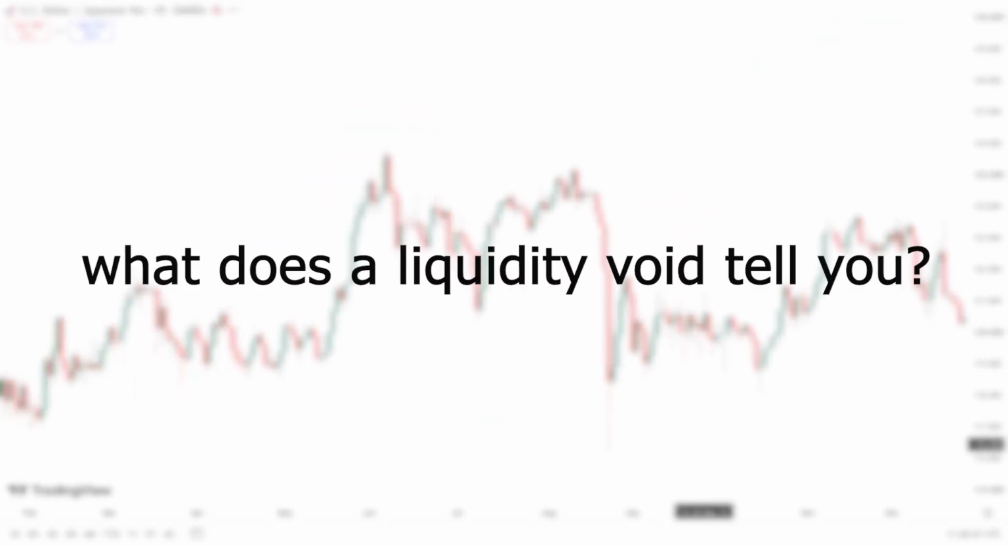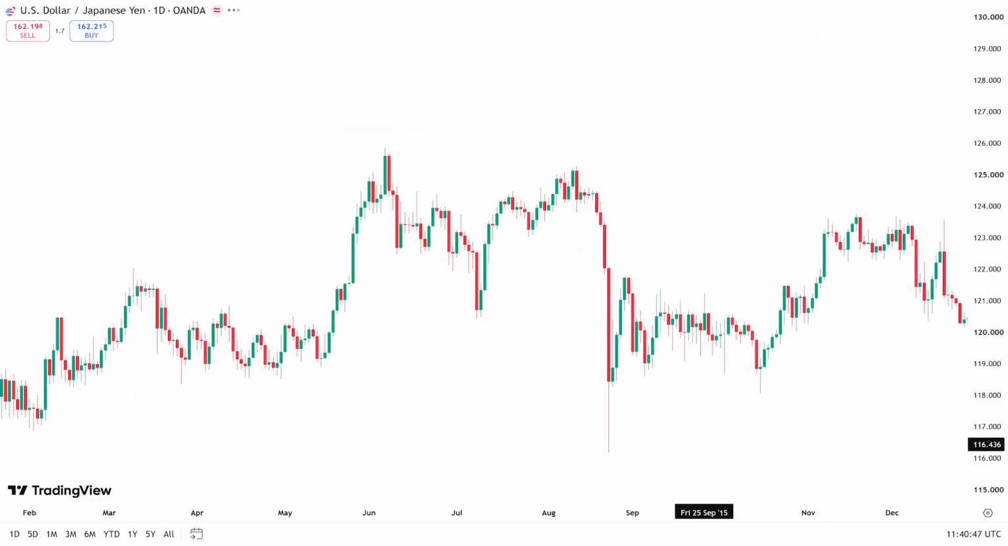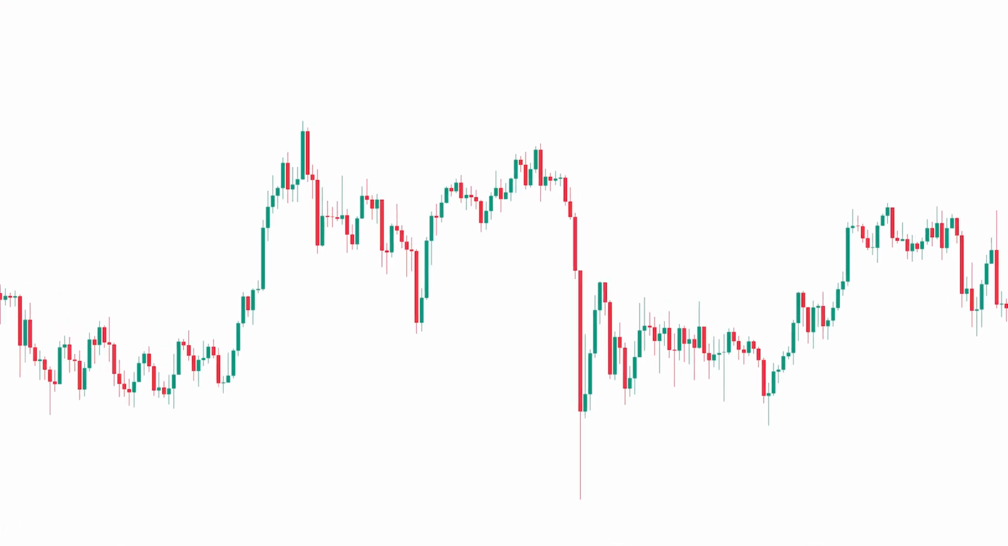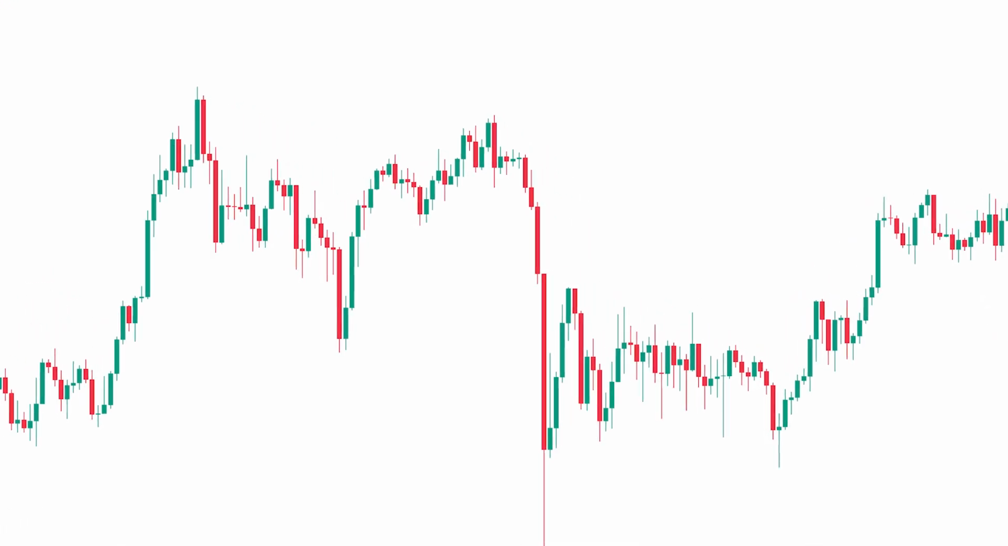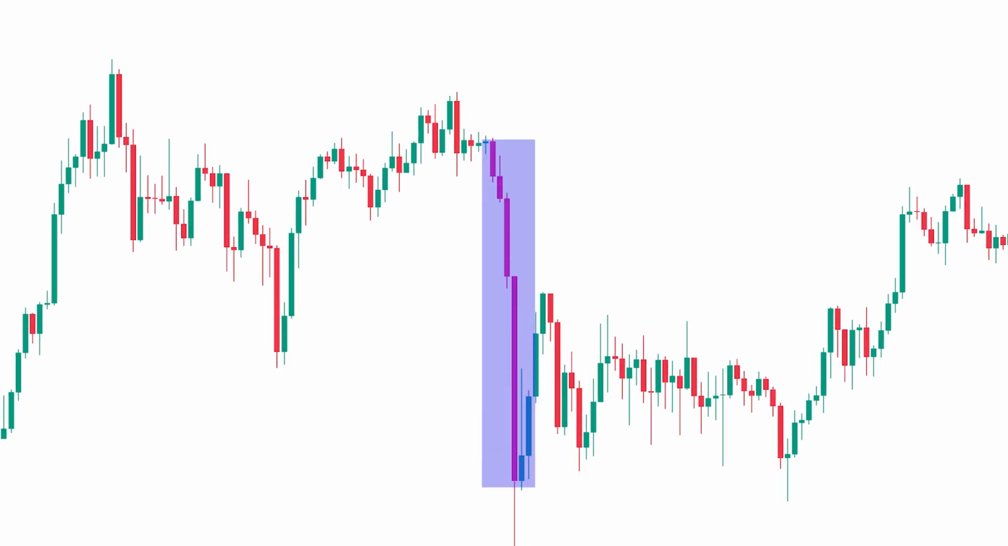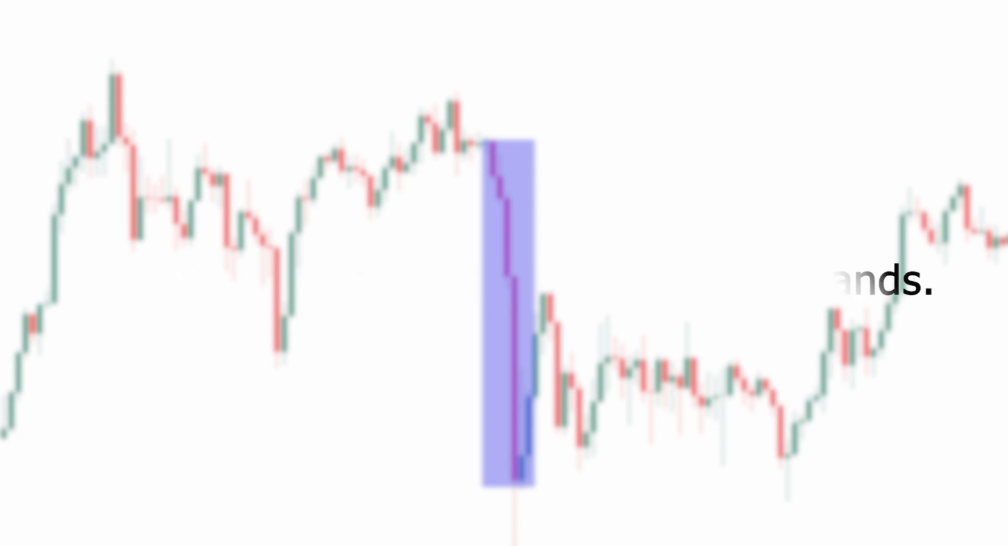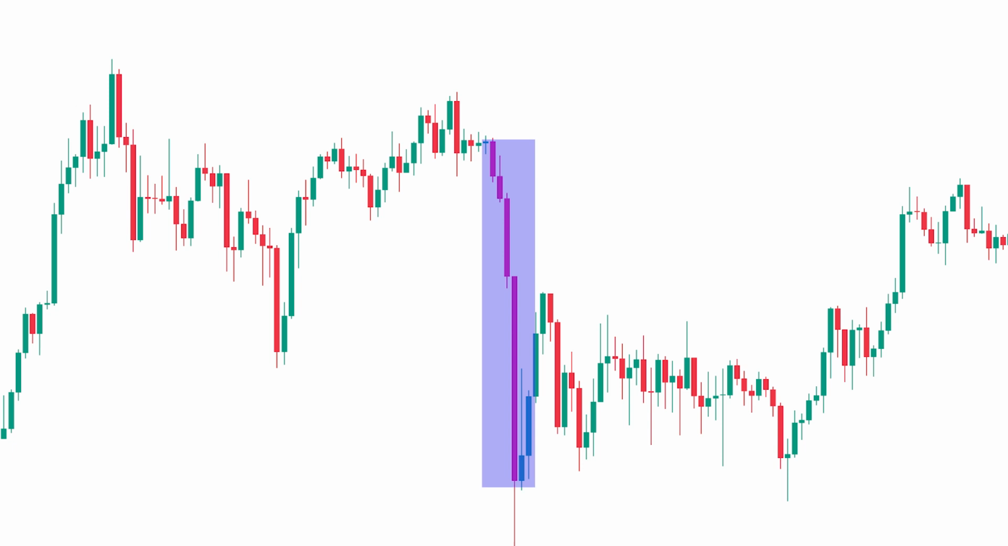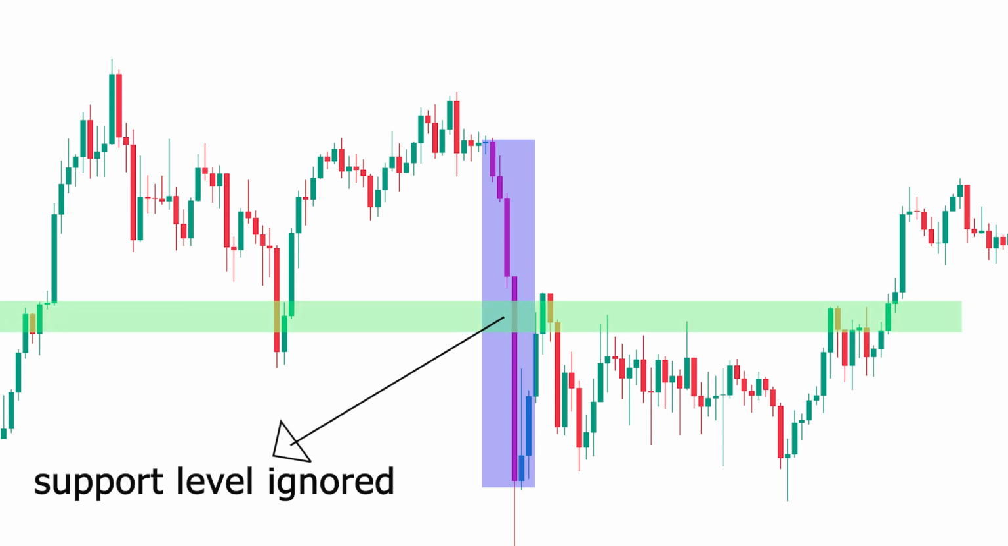What does a liquidity void tell you? This is where many traders get confused. They see a liquidity void and immediately think it's a trading signal, but that's not what it is. A liquidity void is information. It tells you that the market moved with exceptional conviction. It tells you that one side completely dominated the other. More importantly, it tells you that price was willing to leave that area behind without spending much time there.